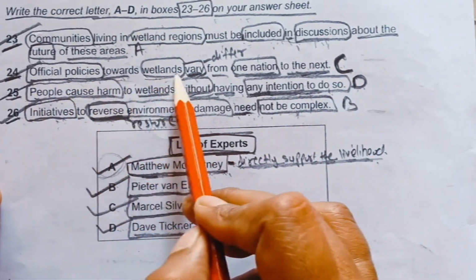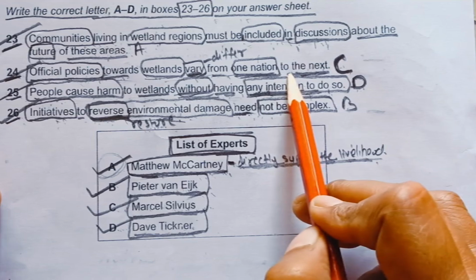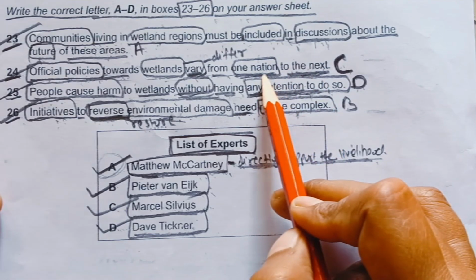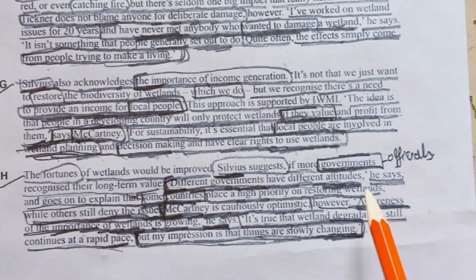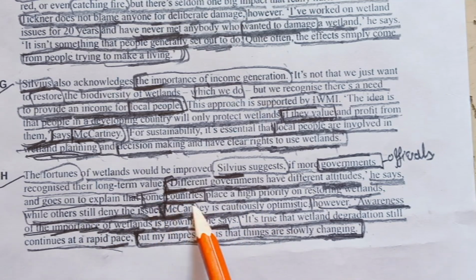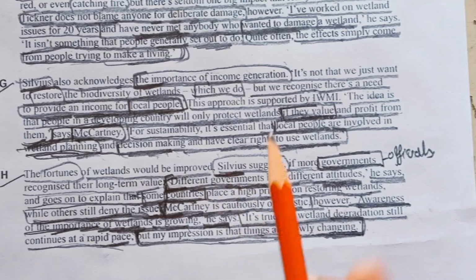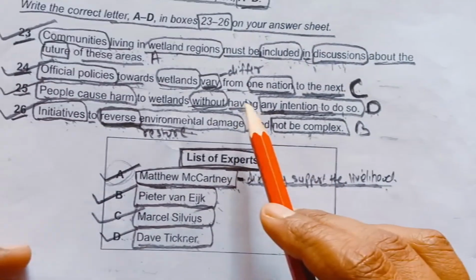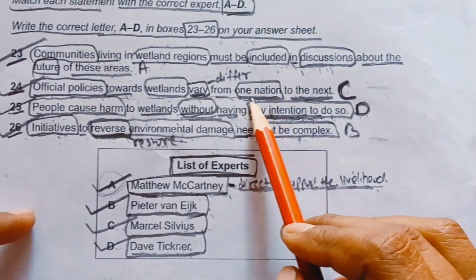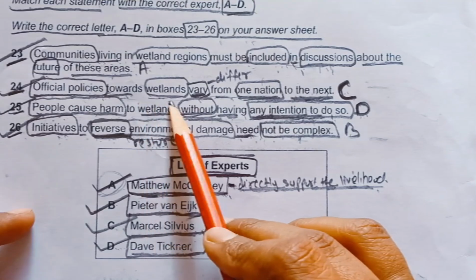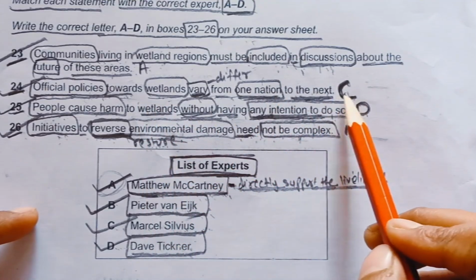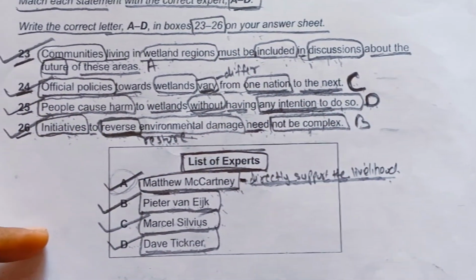Official policies towards wetlands vary from one nation to the next. Some countries place a high priority on restoring wetlands while others still deny the issue. So different nations have different policies towards the wetlands. That's why we will write C in front of 24 in our answer sheet.